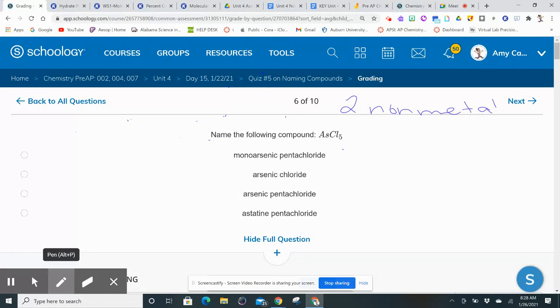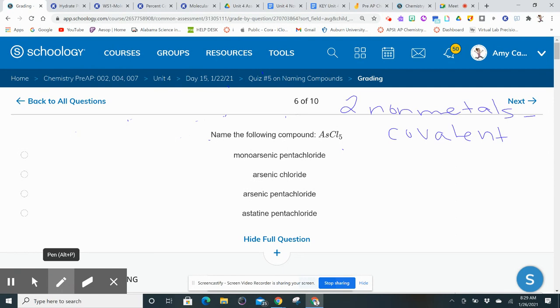And again, this we learned in Unit 3, is covalent. It's a covalent compound, so you're going to follow the rules for covalent compounds. And those rules say you put a prefix that tells you how many of each element you have. And that's it. It's the end of the story. Okay? So I have 1 arsenic and 5 chlorines.